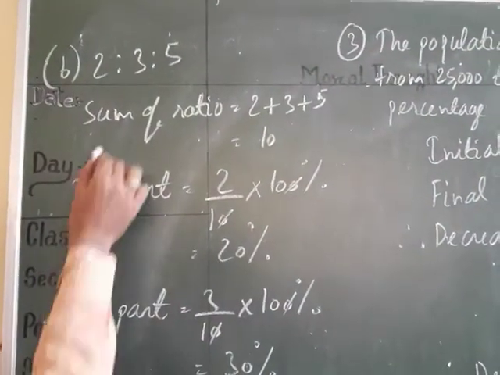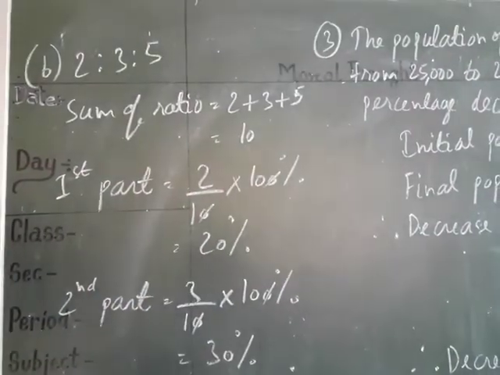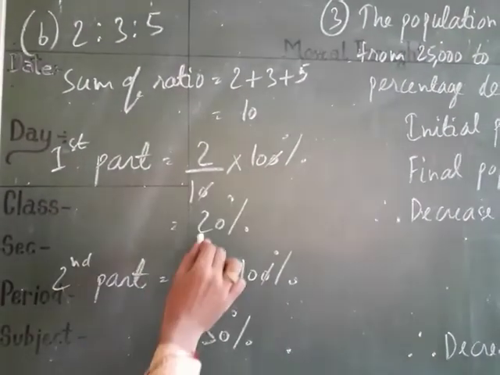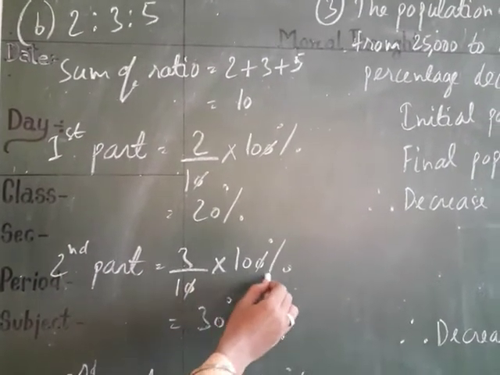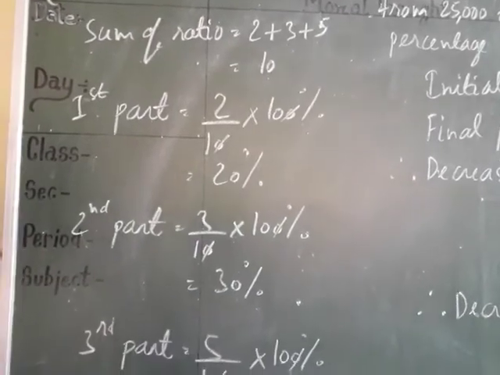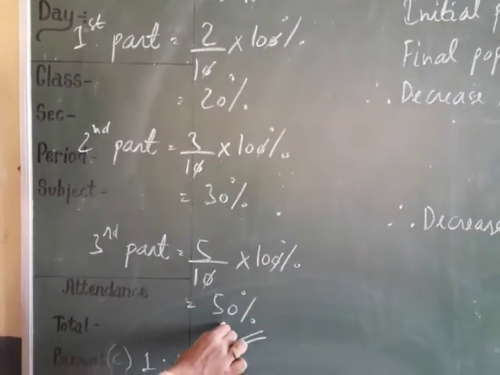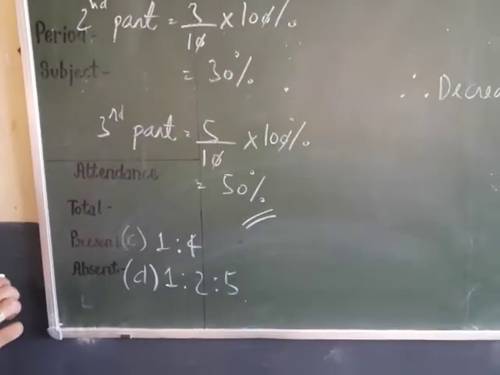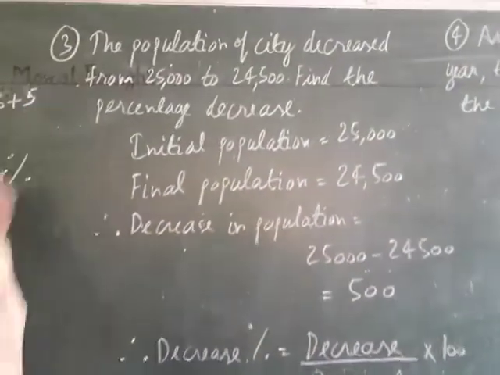Again same method you will find sum of ratio, that is 2 plus 3 plus 5 you will get 10. Then first part will be 2 upon 10 multiplied by 100%, you will get 20%. Second part will be 3 upon 10 multiplied by 100%, you will get 30%. And third part will be 5 upon 10 multiplied by 100%, you will get 50%. In this also students C and D part are also there, that you will solve yourself like A and B part. Now come to third question.